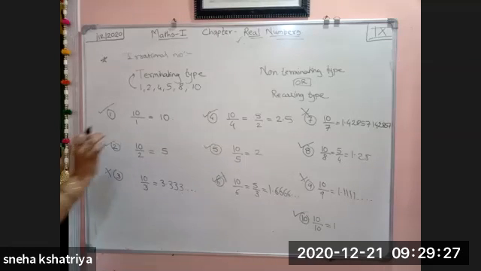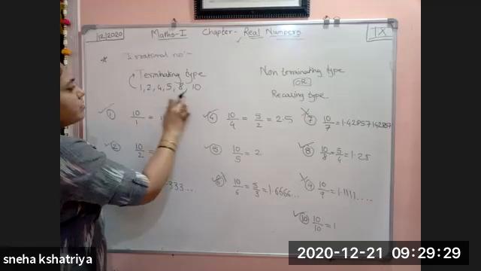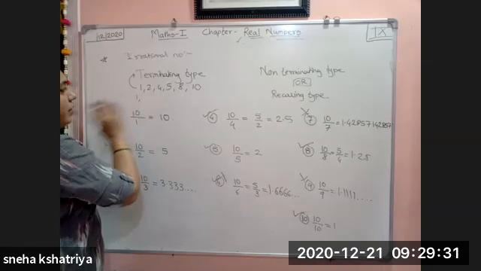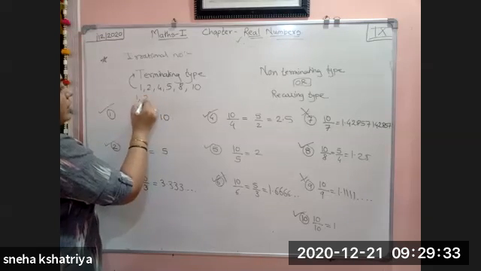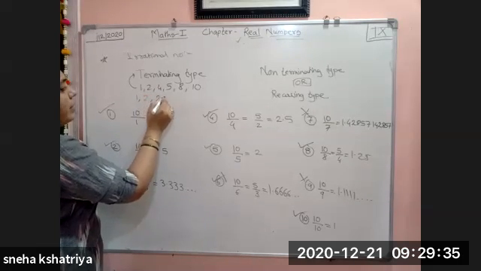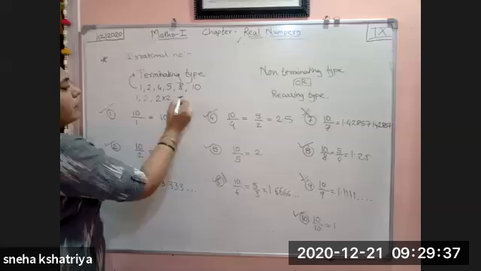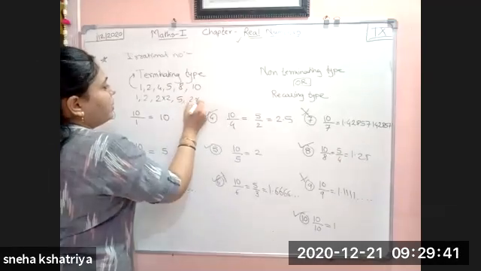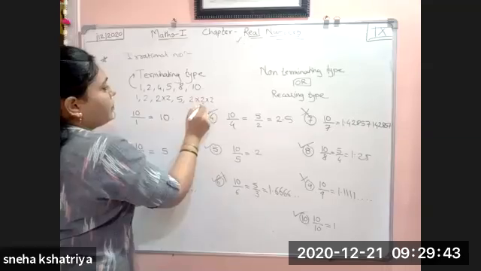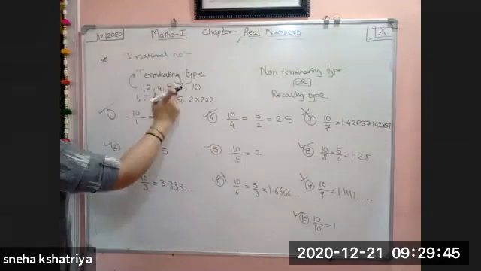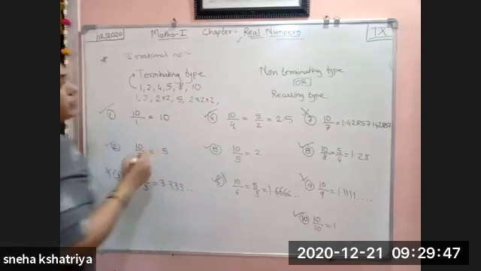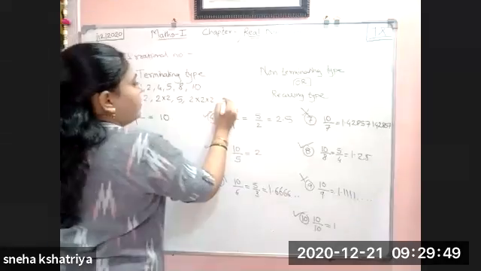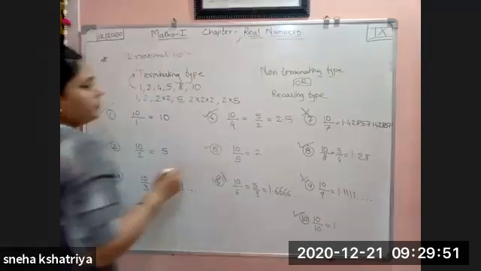So in general, if you see all the numbers, this is 1, don't think about it. This is 2. Again, this 4 can be written as 2 into 2. Keep 5 as it is. This 8 can be written as 2 into 2 into 2. Again, this 10 can be written as 2 into 5.